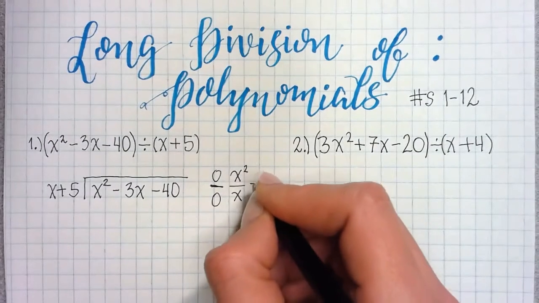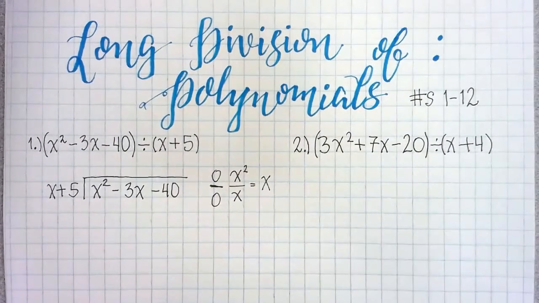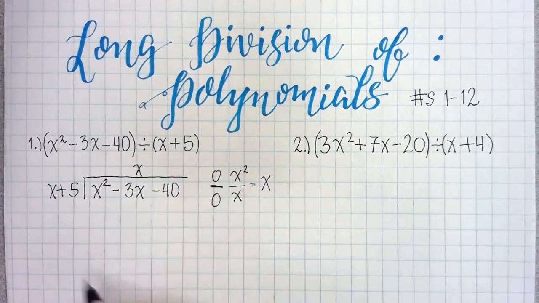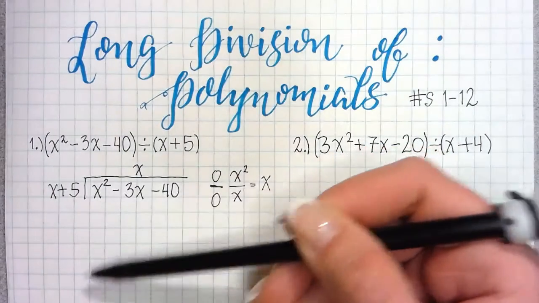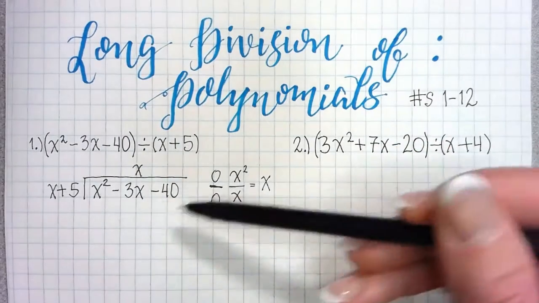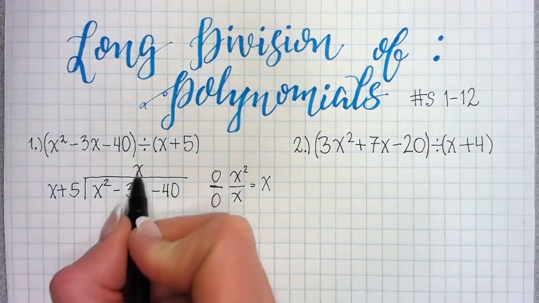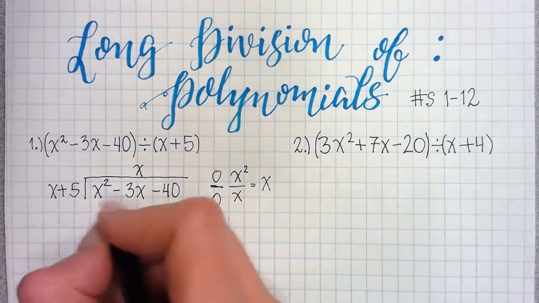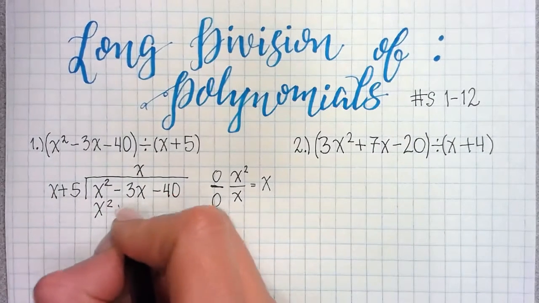Now we reduce this, x squared over x, and we get x. Okay, where do we write that? That's the quotient. We write that up here. When all is said and done, you should have all your quadratic terms in a column, linear terms in a column, and constant terms in a column. If you have that, you're looking great. You take this term, you multiply it by your divisor. So I'm going to do x times x plus 5. That gives me x squared plus 5x.